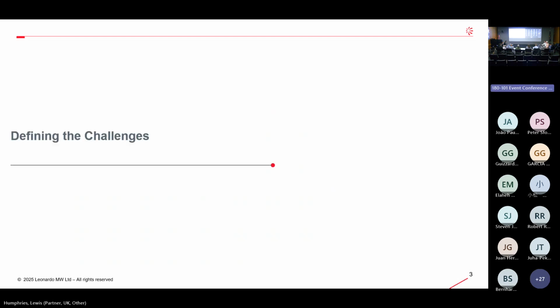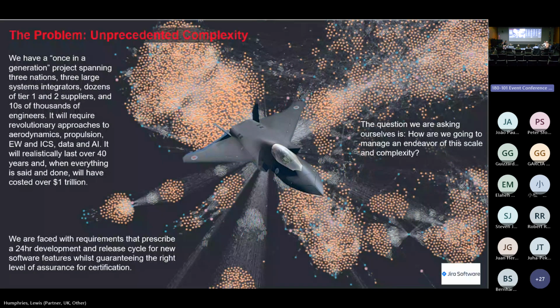Right. So first, the challenges we're facing. We have a once in a generation sixth generation aircraft project across multiple different nations with dozens of suppliers and tens of thousands of engineers. It's expected once it's all over to last over 4 years and cost over $1 trillion. One of the key requirements of this project is that we need to have a 24-hour development and release cycle for new software features, whilst maintaining the current certification standards that are expected for a project like this. So with this in mind, we ask ourselves, how are we going to achieve this on a project of this scale and complexity?